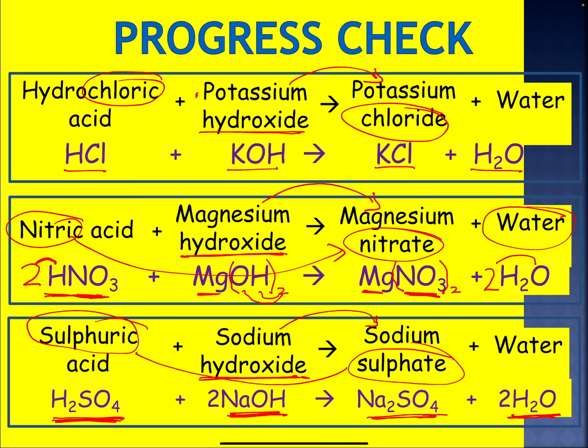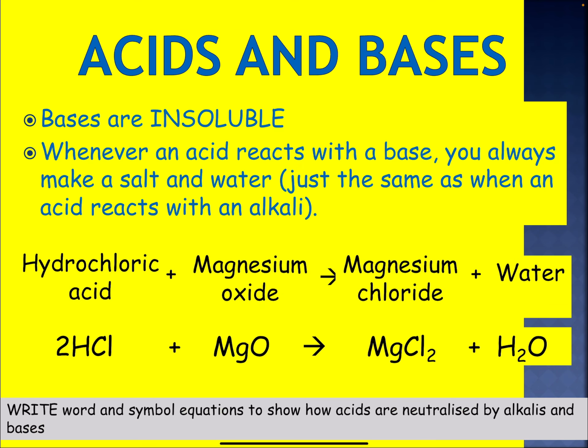Let's move on then. If we now have a base, a base is not a metal hydroxide, a base is a metal oxide. Now, whereas alkalis were soluble, bases are insoluble. They don't dissolve. So, whenever an acid reacts with a base, you always make a salt and water. And here's an example. The acid is hydrochloric acid. This time the base is magnesium oxide. Now previously we have been using alkalis which ended with the word hydroxide, while bases end with the word oxide.